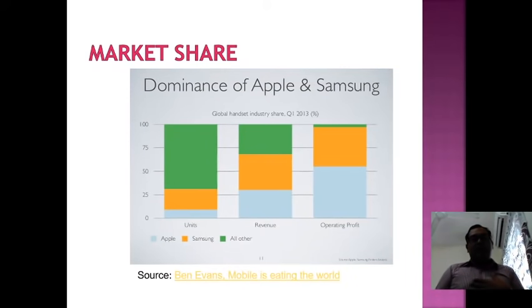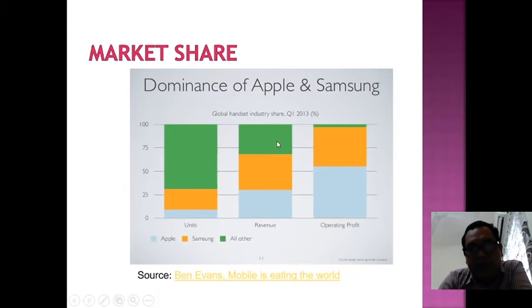Like this one, a case study by Apple and Samsung. You can see the dominance, the market share, the number of units from all others. For Samsung it is only about 25%. The others are about 70%. For Apple, market share is around 10%, but that doesn't necessarily translate towards the general number of revenue.